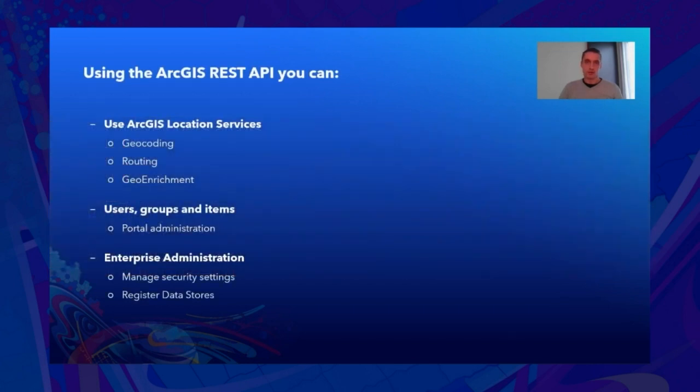So using the REST API, you can, for instance, use the ArcGIS Location Services. You can get an address by geocoding. You can use routing in your application, even if it doesn't contain a map. Or you can use geo-enrichment to add data to enrich your own data with data from other parties. By working with users, groups, and items, you can perform portal administration, and you can perform enterprise administration by, for instance, managing the security settings or registering data stores.